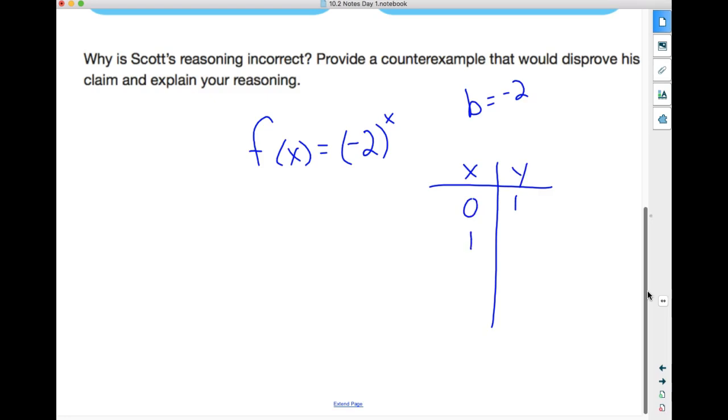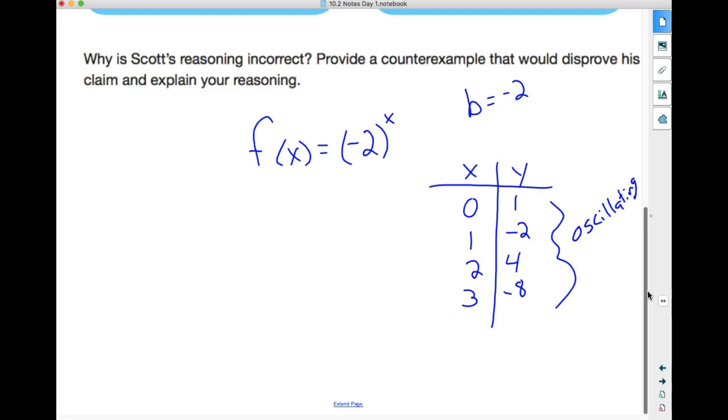But if I put in a 1 now, I'm going to get what? Negative 2 to the first power is negative 2. Now if I put a 2 in there, what's negative 2 squared? That's going to be 4. If I put a 3 in, negative 2 to the third power is negative 8. So what we see here is we see an oscillating behavior. This is a big word for me to spell, so I got to look.